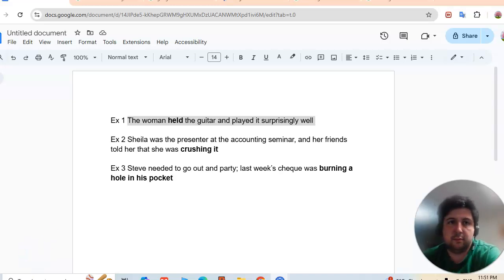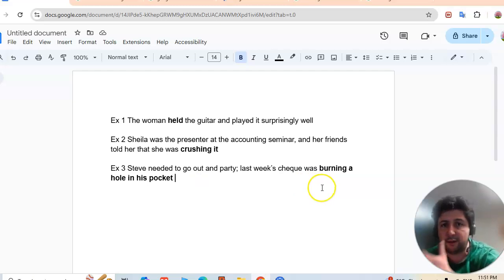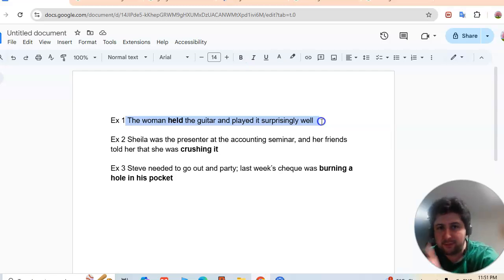Okay, so we're going to start with example one, then go to example two, then go to example three. The highlighted terms are the things that we're going to be defining. So, the woman held the guitar and played it surprisingly well.